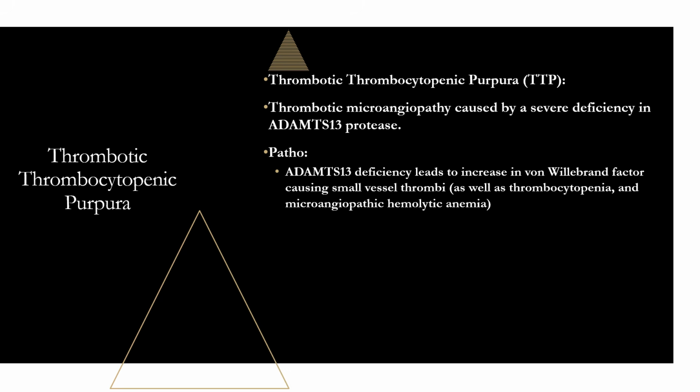Now, the patho behind this: the ADAMTS13 deficiency leads to an increase in something known as von Willebrand factor, which causes small vessel thrombi, as well as thrombocytopenia and microangiopathic hemolytic anemia. So let's break this down and understand what's going on here, because these words don't really mean anything unless you understand what they're responsible for. What are Adam and Willie, as I'll call them, responsible for?